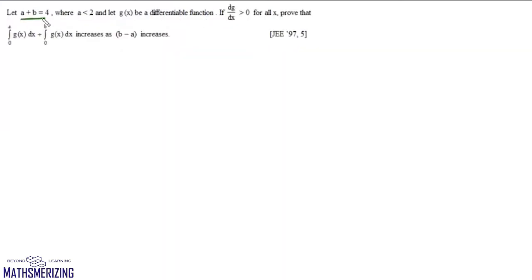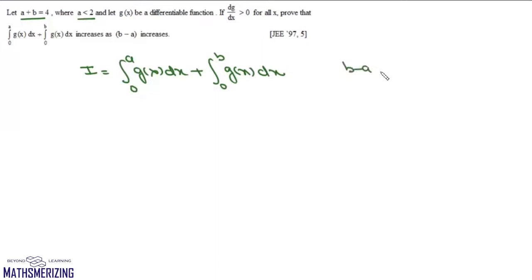Okay, the question is, let a plus b equals 4, where a is less than 2 and b should be greater than 2. And let g x be a differentiable function such that dg upon dx is greater than 0. That means g x is an increasing function. We need to prove that this integral from 0 to a g x dx plus integral 0 to b g x dx increases as b minus a increases. So we have to prove that this integral I, which is the integral from 0 to a g x dx plus this integral from 0 to b g x dx, increases as b minus a increases.